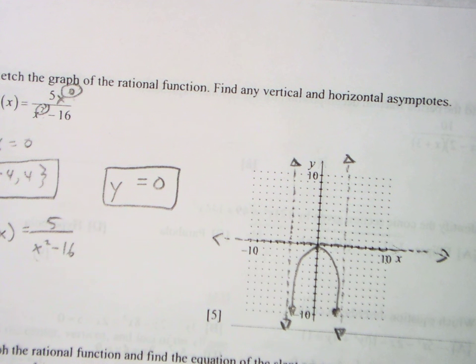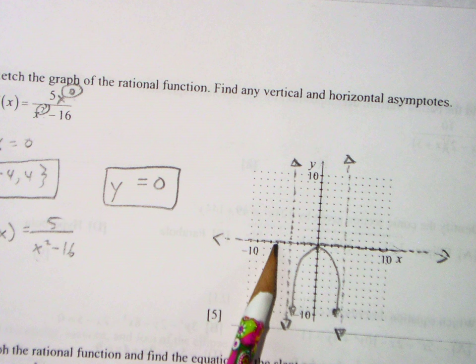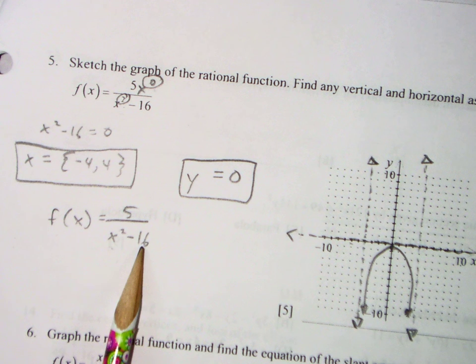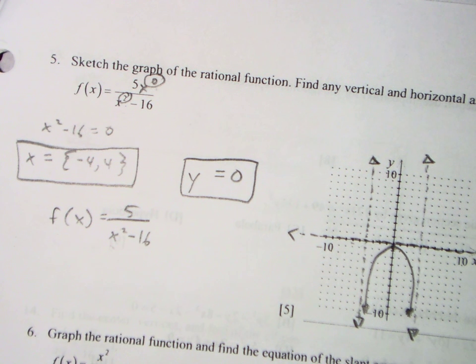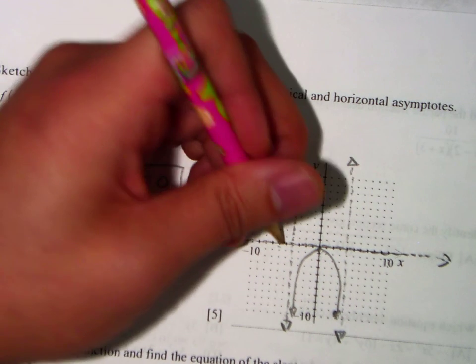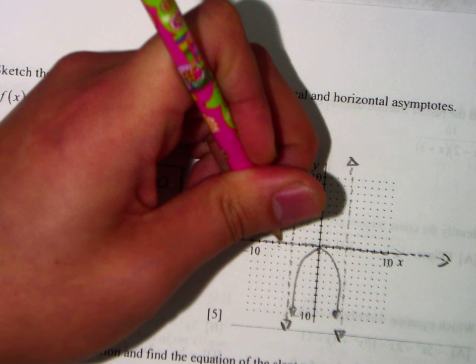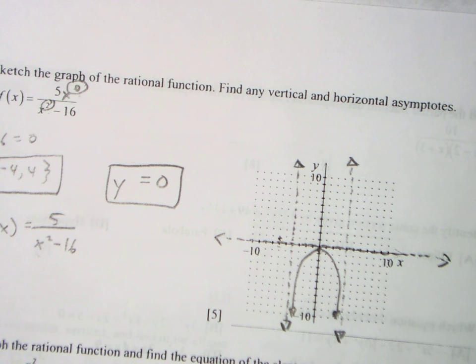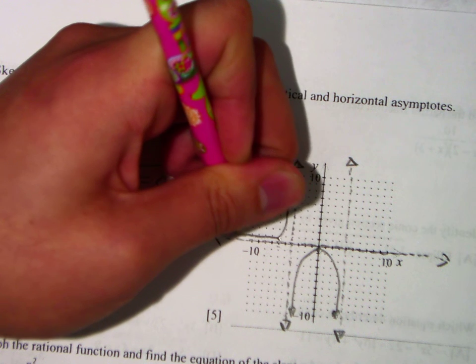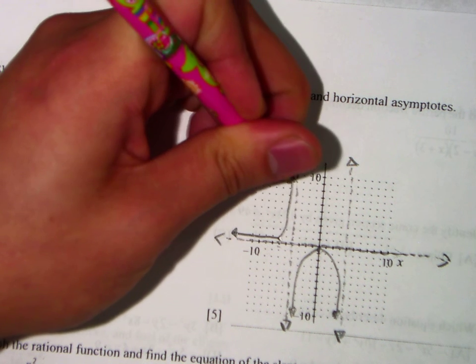So let's pick negative 6. So again, if I put negative 6 in here, negative 6 squared would be 36. 36 minus 16 would be 20. 5 over 20 would be about 1/4. So I'm going to be at negative 6, and 5 over 20 is only 1/4. So I know I'm on that side. So it's going to look something like this. Again, it's always going to get close to touching the graph, but it will never touch it.